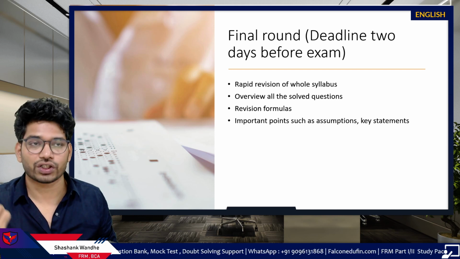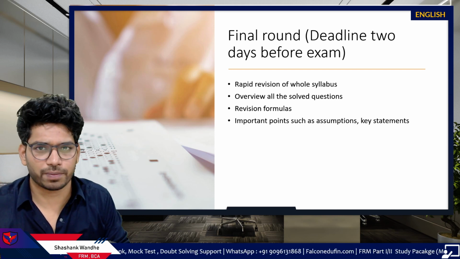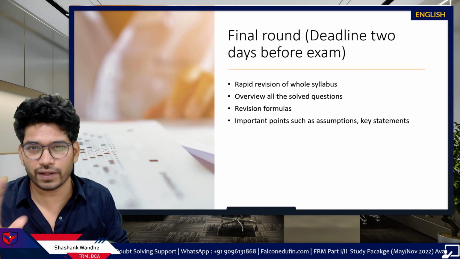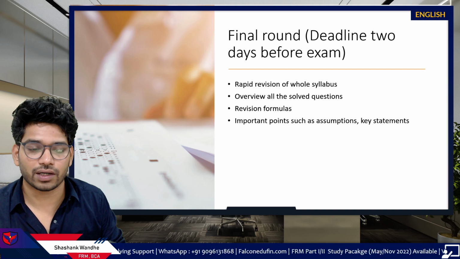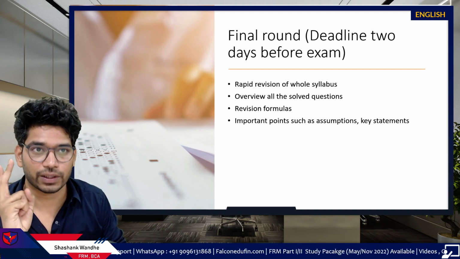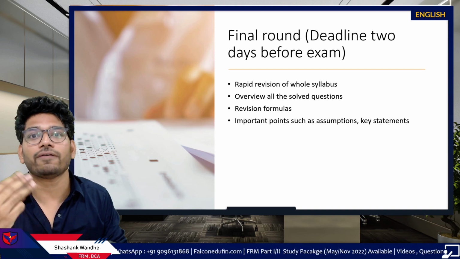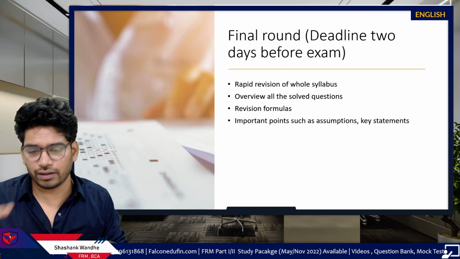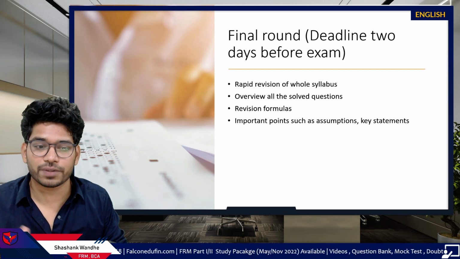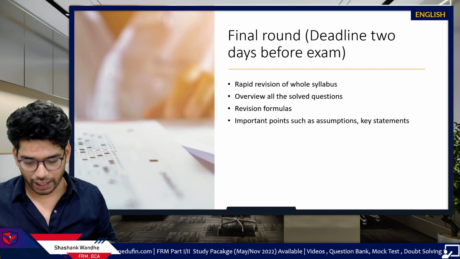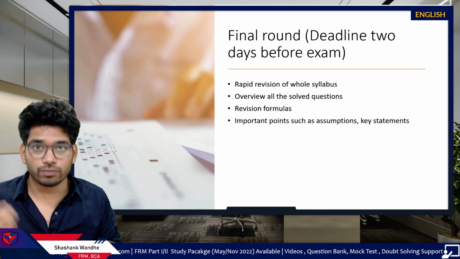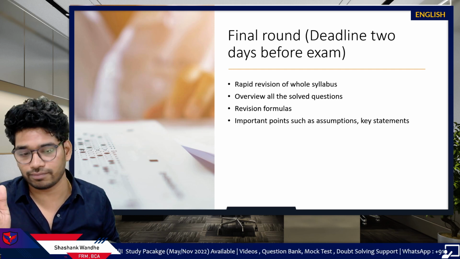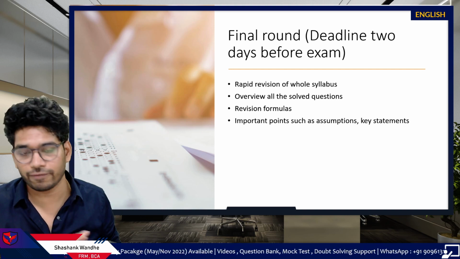Now in this revision, you don't have to worry about the concepts, because by this final round, you are good with the concepts. You are good with most of the curriculum. Now you have to focus on formulas, key points, and the areas which you think you are forgetting. That should be your revision area, and you have to revise all the concepts in a very fast manner. Just check the page. Okay, I know this. Move to the next page. You should develop this habit. So this should be the way of revising in the final round.